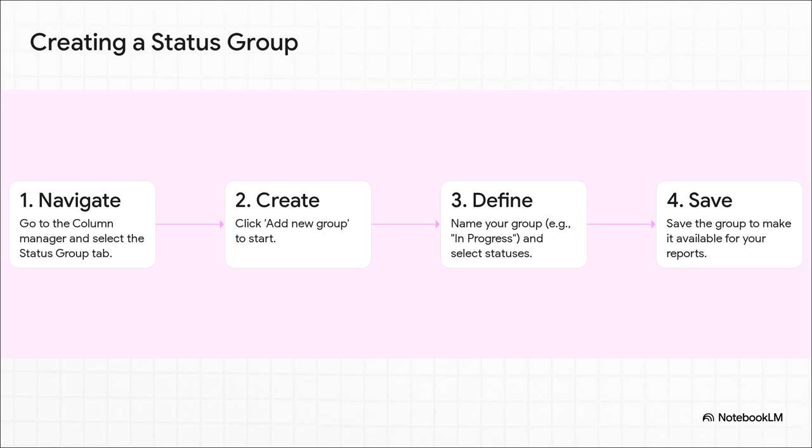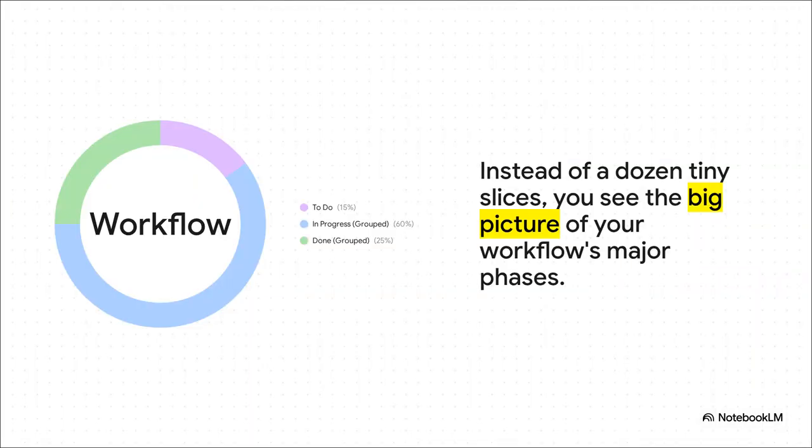Trying to add all that up manually is a nightmare. Well, the solution is beautifully simple. You just head over to the Status Group Manager, create a new group, call it something logical like Review Phase, and then you just check the boxes for all the little statuses that belong in that bigger category. That's it. It takes seconds. And look at the result. Instantly, your chart goes from a cluttered mass of tiny slices to something clean and powerful.